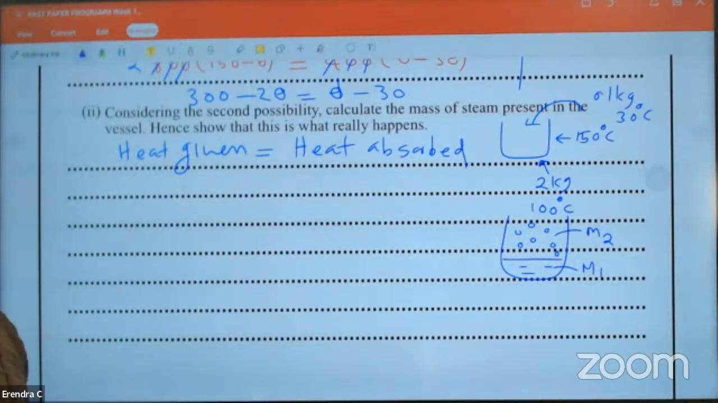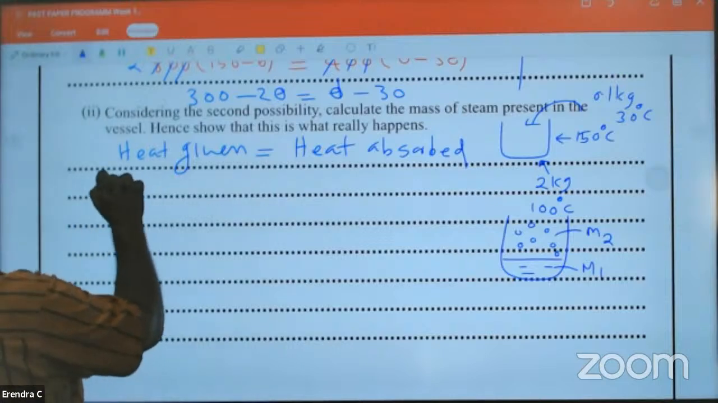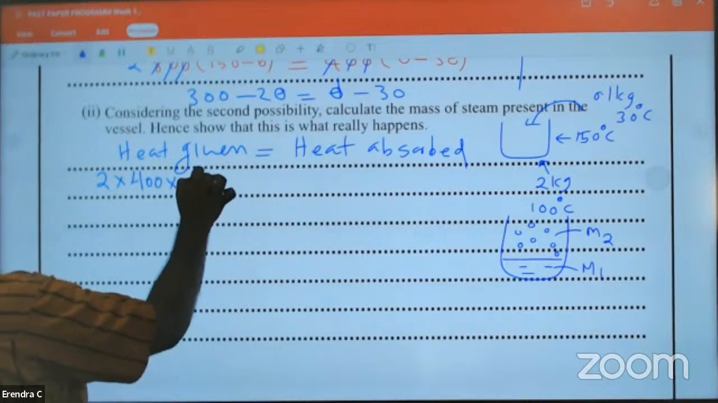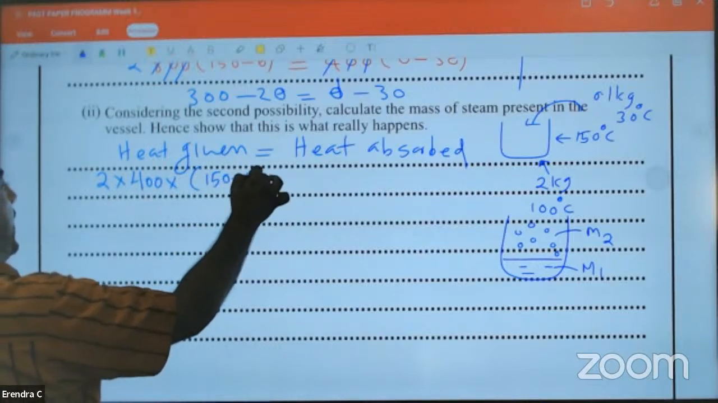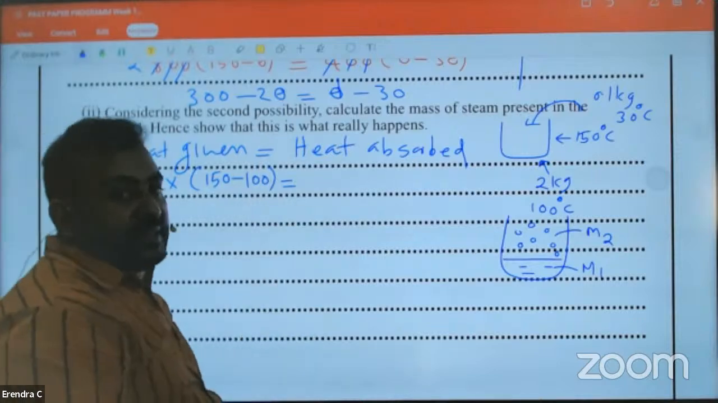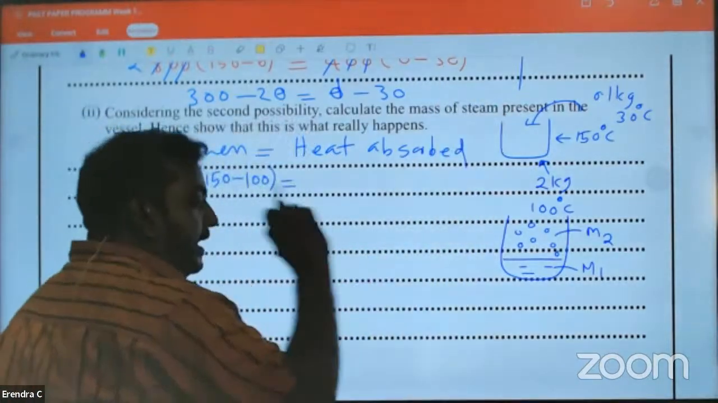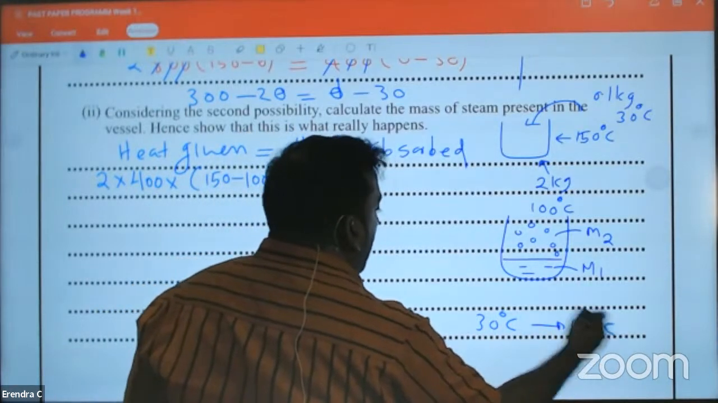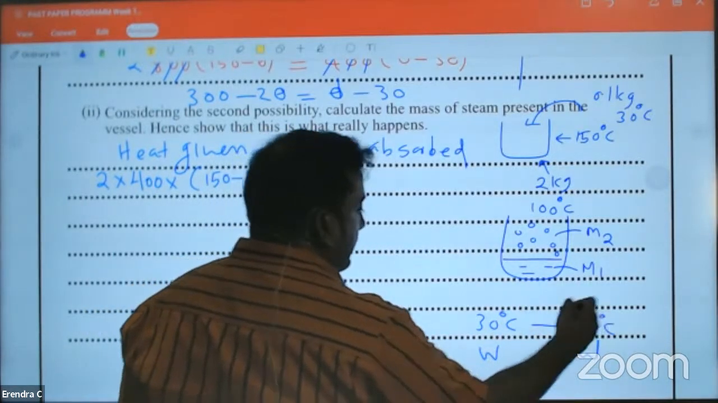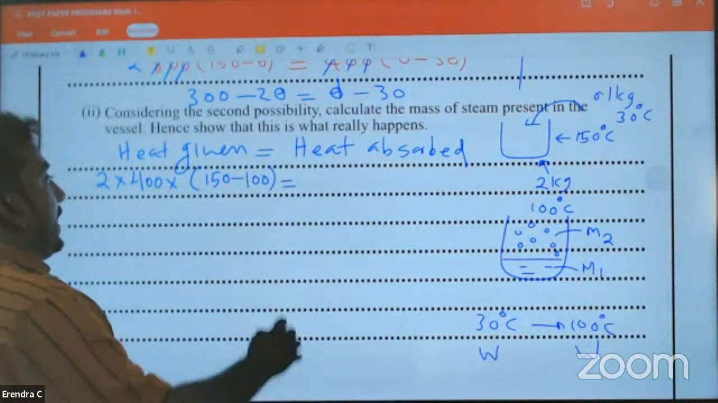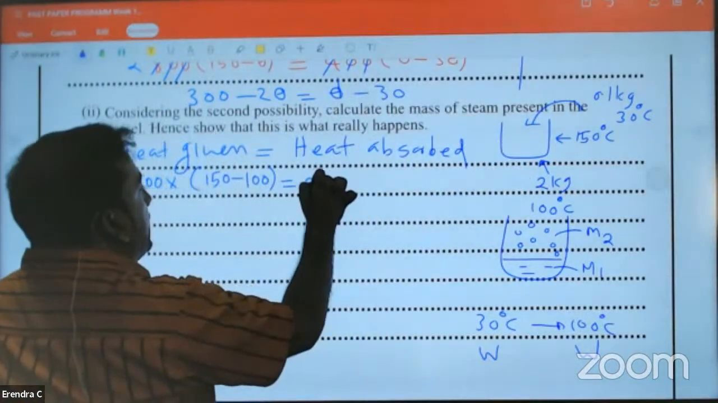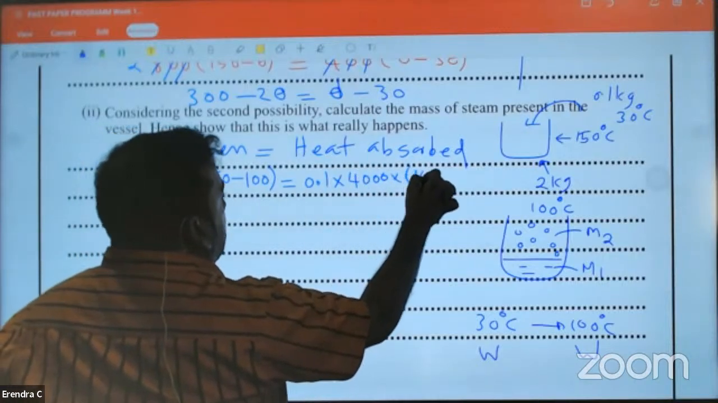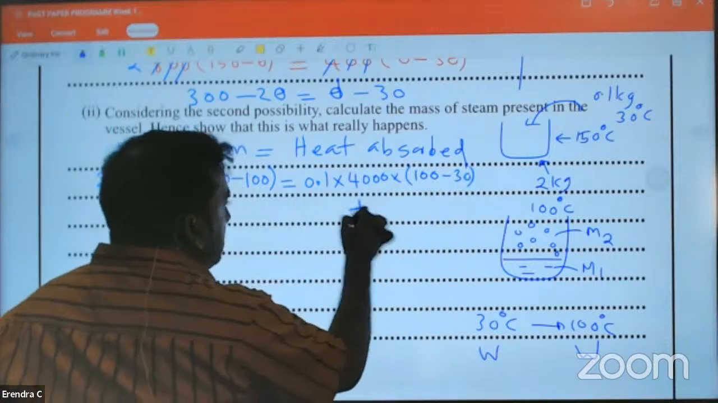Okay. So heat given again by the vessel. Mass of the vessel 2 kilogram, specific heat capacity 400, 150 minus the final temperature 100. Who is absorbing the heat? Water is absorbing the heat. Remember, from 30 degrees to 100 degrees, all the water will increase in temperature together. That means the complete 0.1 will increase. 0.1, 4000, change in temperature is 100 minus 30, plus.